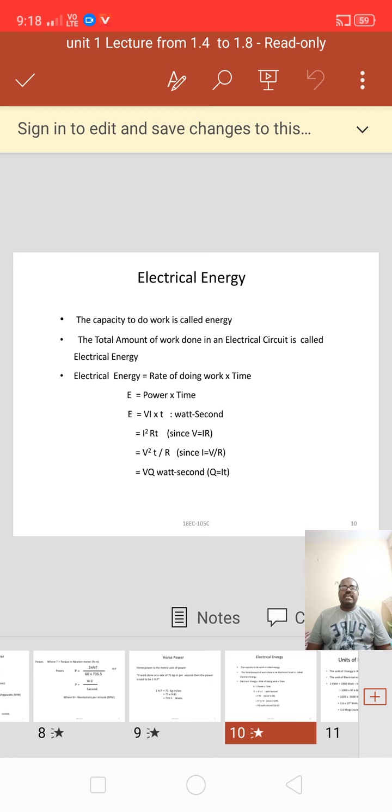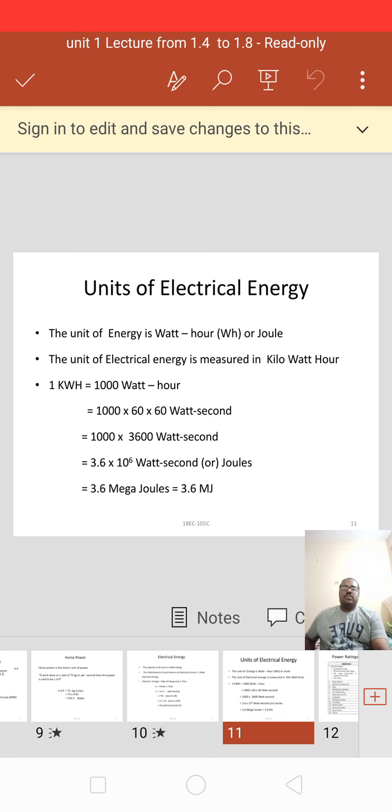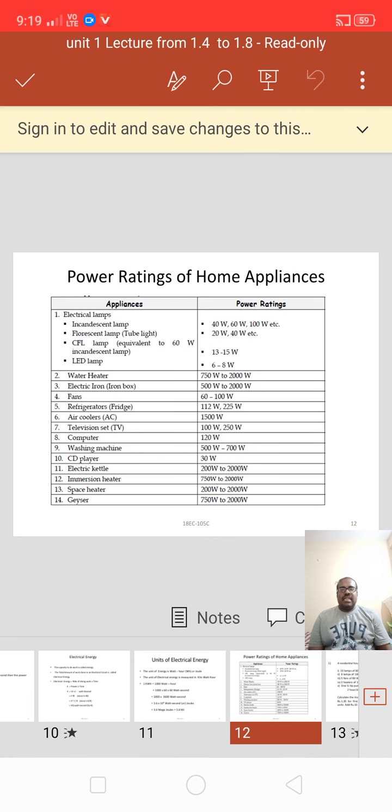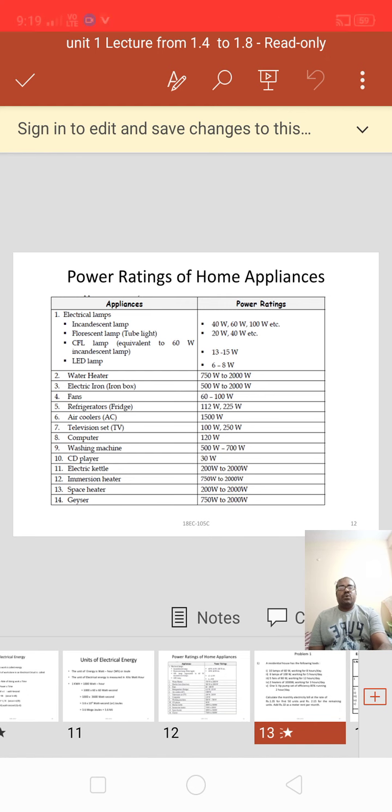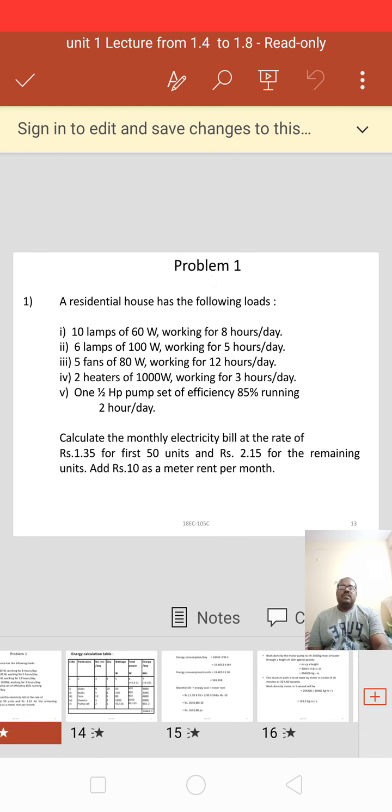Now, electrical energy. The total amount of work done in an electric circuit is called electrical energy, and the unit of electrical energy is watt second. Another unit of electrical energy is watt hour or joules also. 1 kilowatt hour equals 3.6 megajoules or 3.6 MJ. These are the power ratings of home appliances which we use in our day-to-day life, and these are the simple problems.